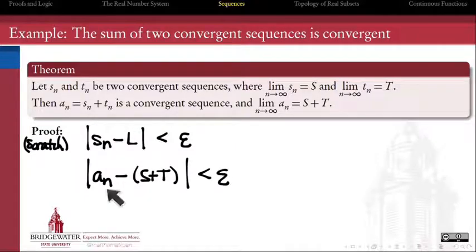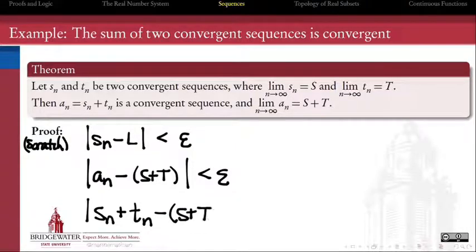And remember how our An sequence was defined in the first place. It's defined as the term-by-term sum of the sequences Sn and Tn. So I'm just going to replace An with Sn plus Tn minus the quantity S plus T is less than epsilon. So all this is happening on a scratch piece of paper off to the side of our proof. Right? So we're not going to show these steps in exactly this order.